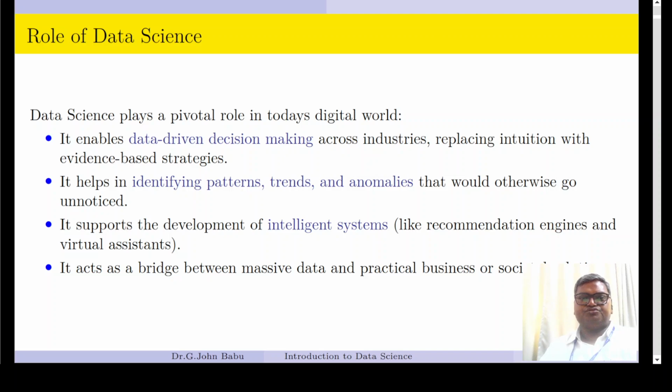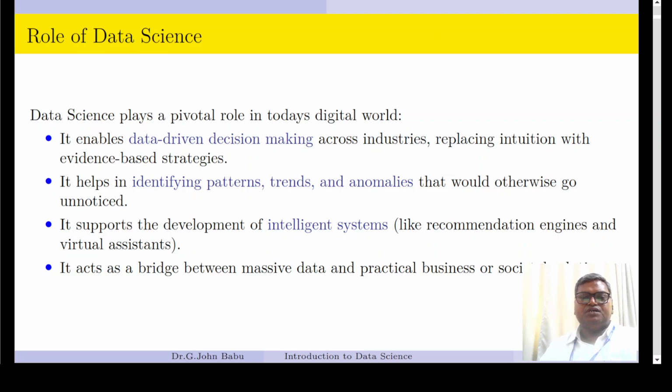So across the industries, data replaces intuition. Earlier, people used to take decisions based on intuition, but now it is data. And not only that, it also helps in identifying patterns, trends, and anomalies.